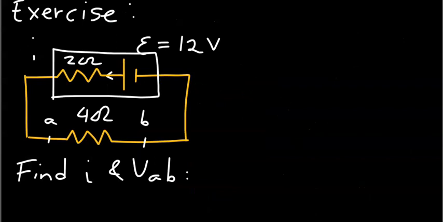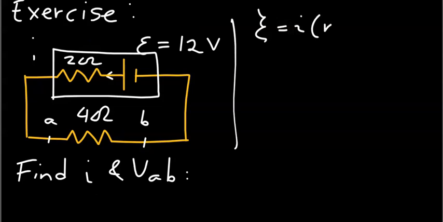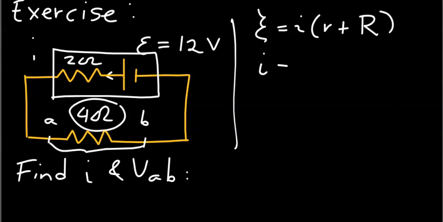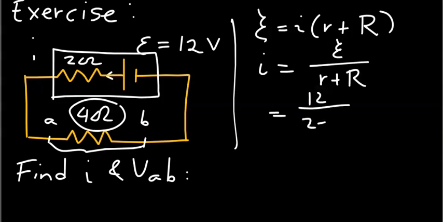Let's look at this simple exercise. You have a battery with EMF 12 volts, internal resistance 2 ohms, and external resistor 4 ohms. You want to determine the current in the circuit and also the terminal voltage VAB, namely the voltage across that external resistor. By using the equation that we have just introduced, EMF being I times the internal resistance plus the external resistance, we can determine I as quite simply the EMF over the sum of the two resistances. And that's going to be 12 over 2 plus 4. So that is 2 amperes.